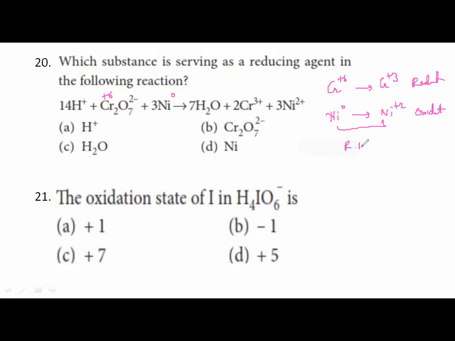So therefore Ni acts as reducing agent. What is the speciality of a reducing agent? There will be an increase in oxidation state. For an oxidizing agent, there will be a decrease in oxidation state, opposite of oxidation and reduction. So here there is an increase in the oxidation number. Therefore, Ni acts as the reducing agent. Is that right? Okay, so this question we have discussed just now.